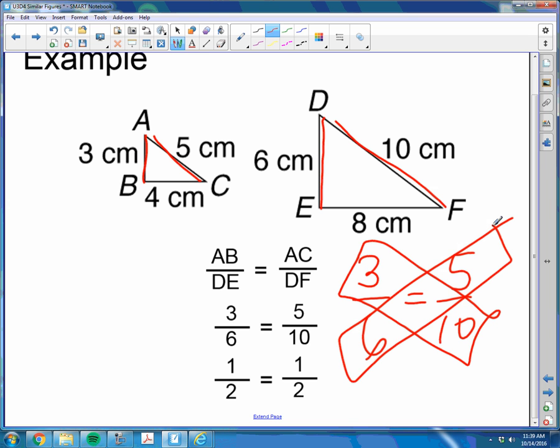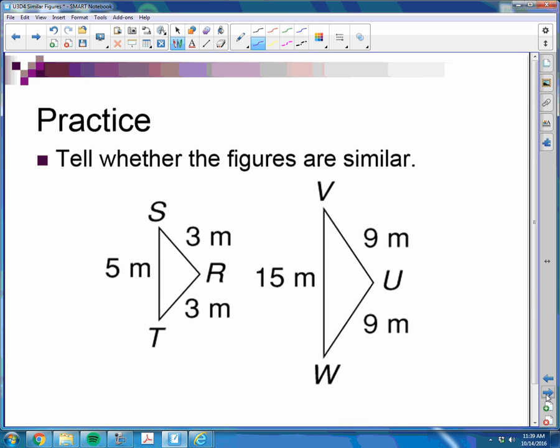Now, that's something I want to just pause on real quick. You could not do 3 over 6 and set it equal to 8 over 4. You can't go in opposite directions. If you do 3 over 6, if you go left to right, then you have to go left to right when you set up that proportion. But you should be able to do it with any corresponding side.